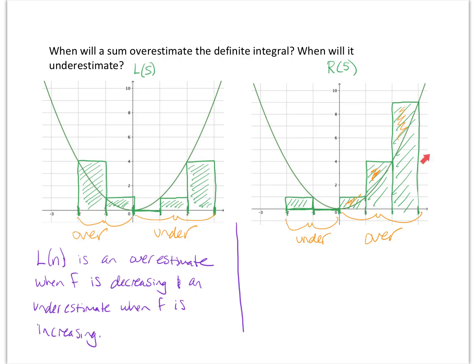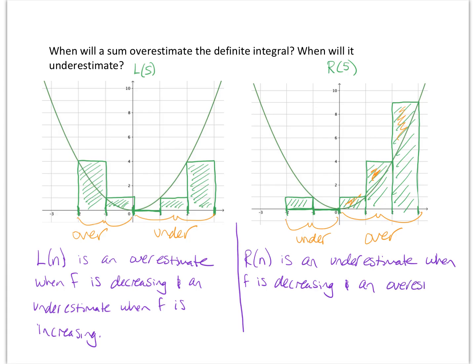Now I'm going to summarize what I see over here with the right-hand sum. So right is an underestimate when f is decreasing, and an overestimate when f is increasing.